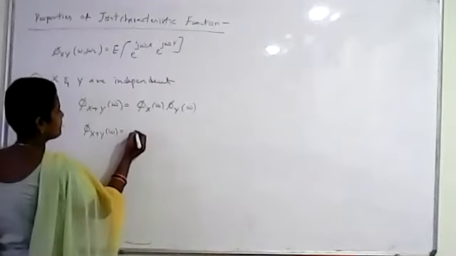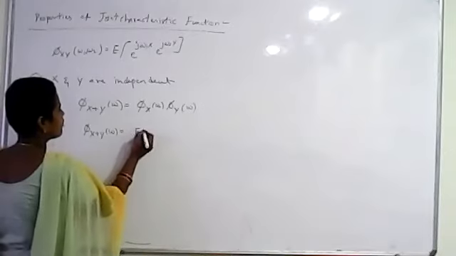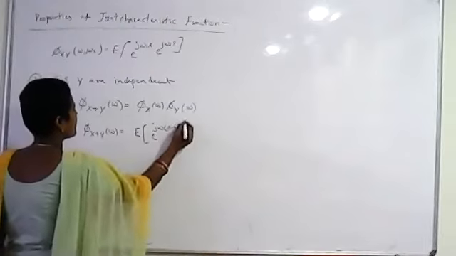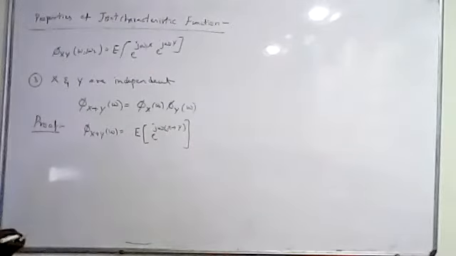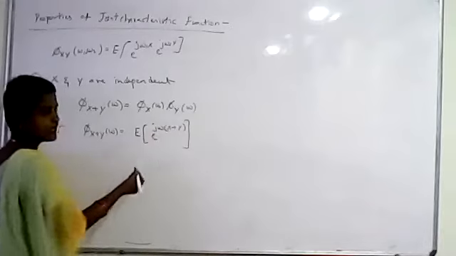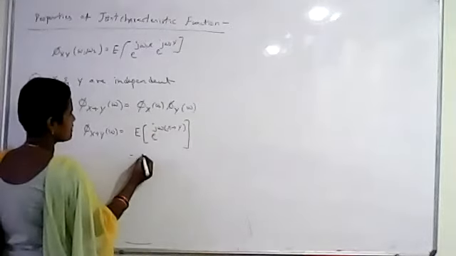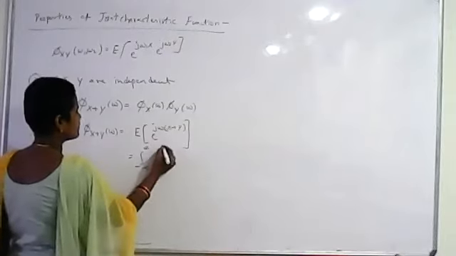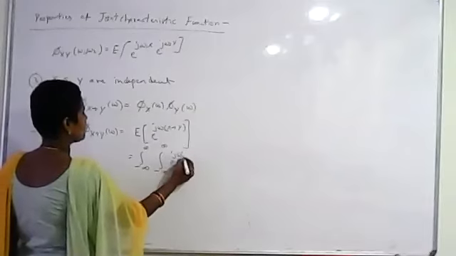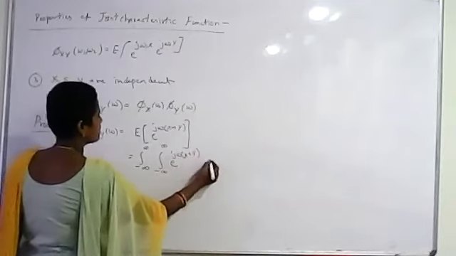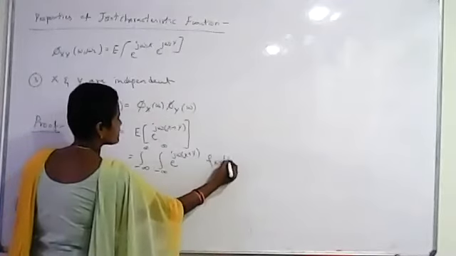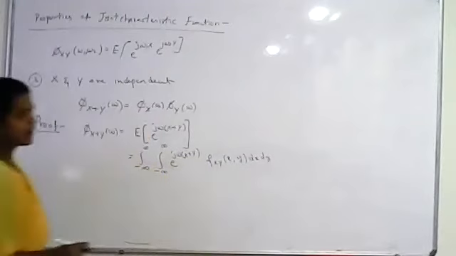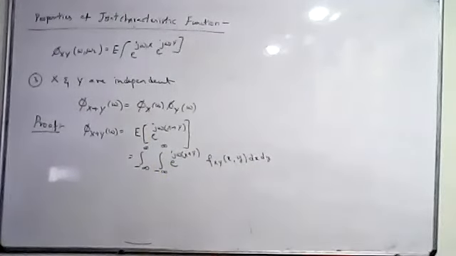So it is expected value of e power j omega x plus y, it is function of only one frequency. Okay, here we have x plus y, here also we have to write x plus y. Okay, so it is given as integral minus infinity to plus infinity, integral minus infinity to plus infinity e power j omega x plus y f xy of x comma y, because you have two random variables, you have to consider joint probability density function only. Okay.